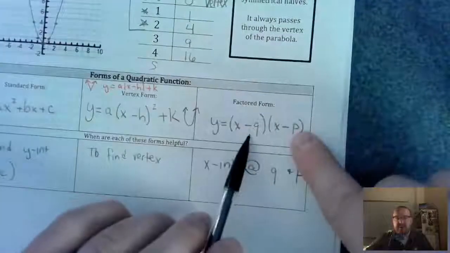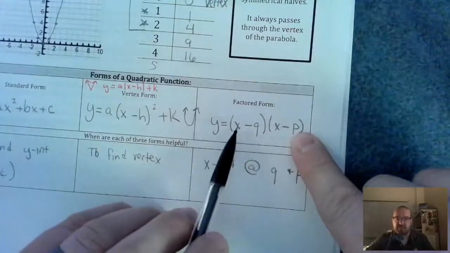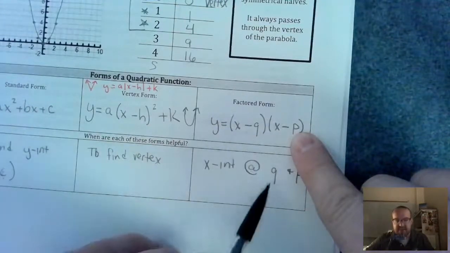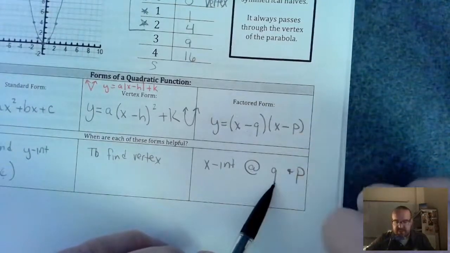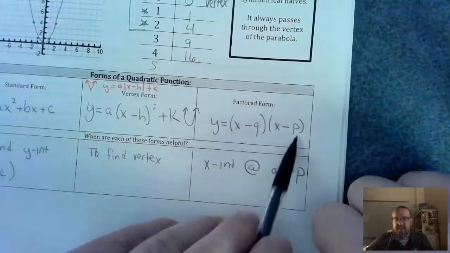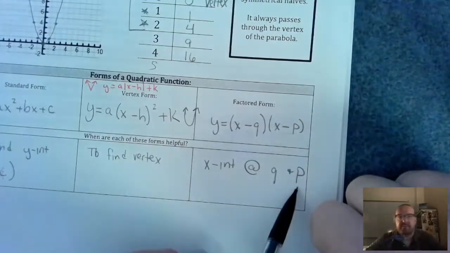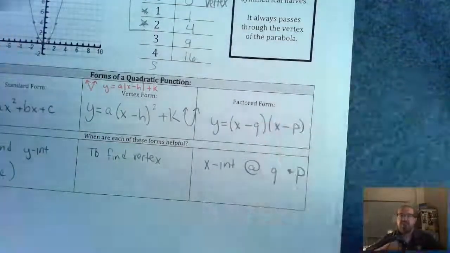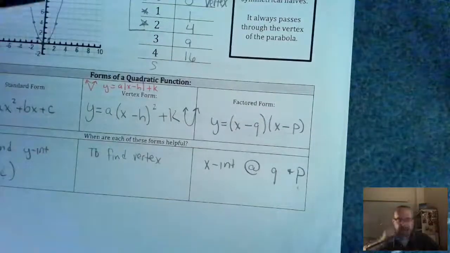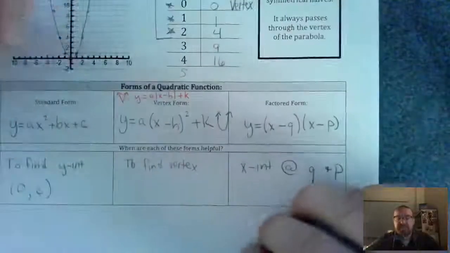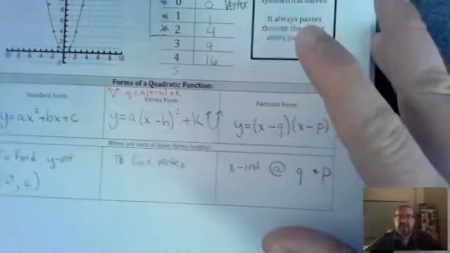So maybe it was x minus 2. The x-intercept would have been positive 2. Maybe it was x plus 5. The x-intercept would have been negative 5 right here. So all of these can be used to represent the same equation, but we just have them organized differently.